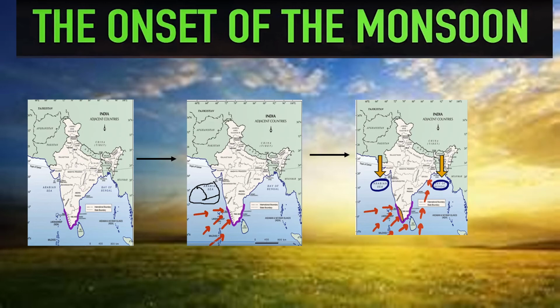Now, since India is a peninsula and surrounded by water from 3 sides, the southwest monsoon has 2 branches. One branch which starts from the Arabian Sea and the other branch which starts from the Bay of Bengal. So it's called the Arabian Sea branch and the Bay of Bengal branch. Both these branches bring heavy rainfall in India during the months of June, July, August and September.